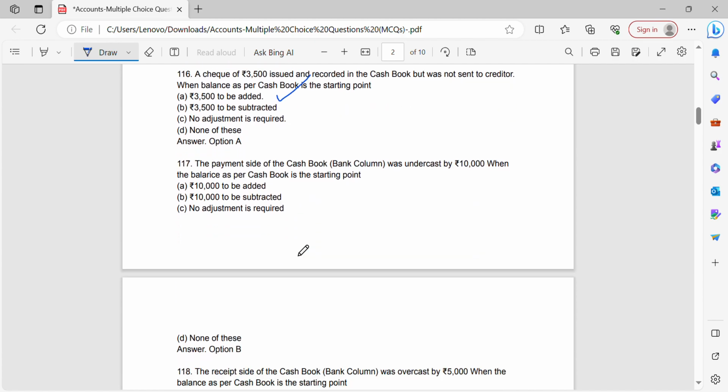Payment side of the cash book bank column was undercast by rupees 10,000, when the balance as per cash book is the starting point. Rupees 10,000 to be added, rupees 10,000 to be subtracted, no adjustment is required, D none of these. Answer is B, 10,000 to be subtracted.